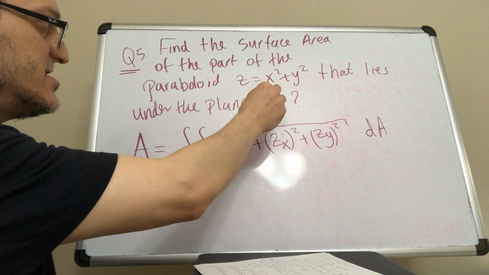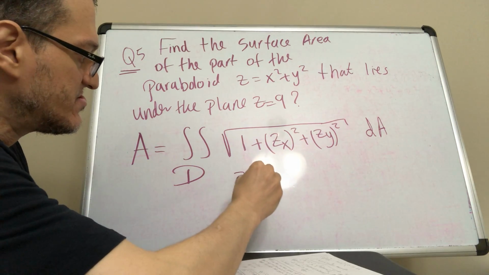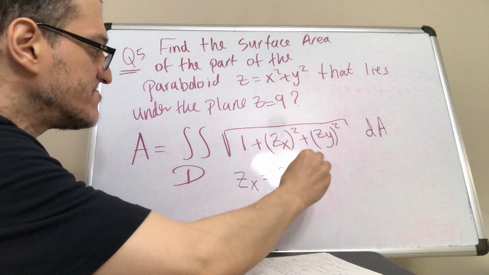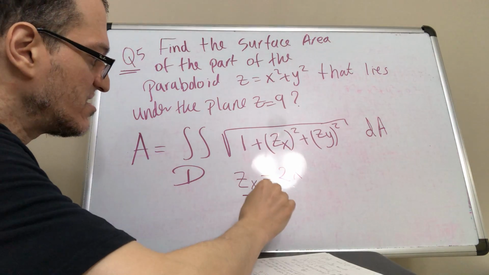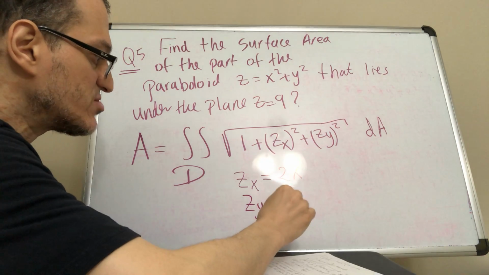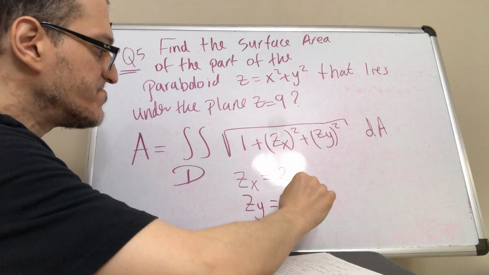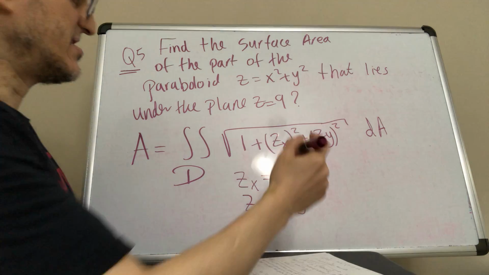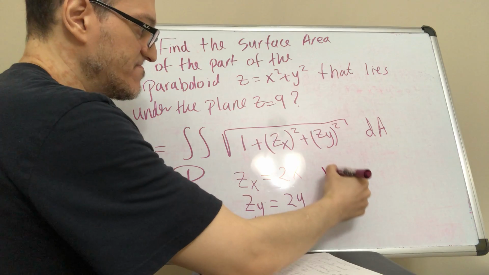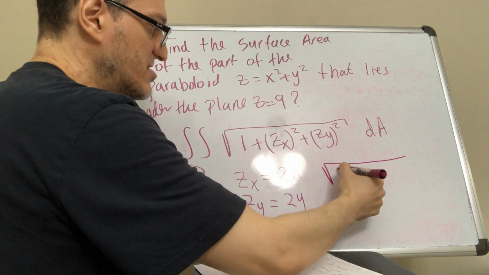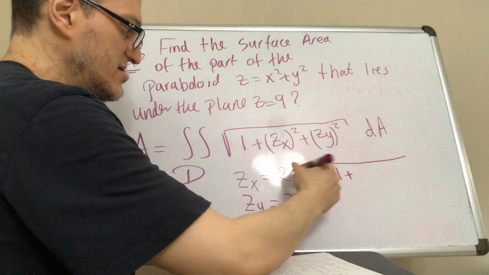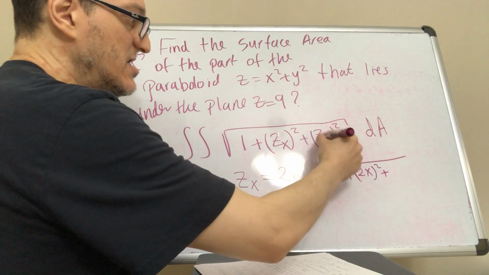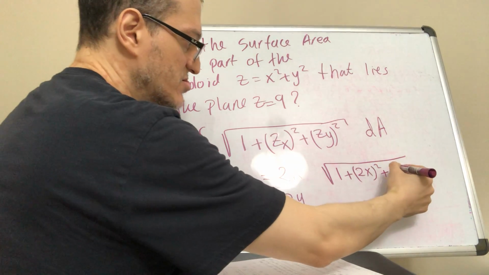Now we start by applying this. So we have the z here. We need to find the derivative with respect to x. 2x. We find the derivative with respect to y. 2y. So now the square root becomes this here squared and this here squared.